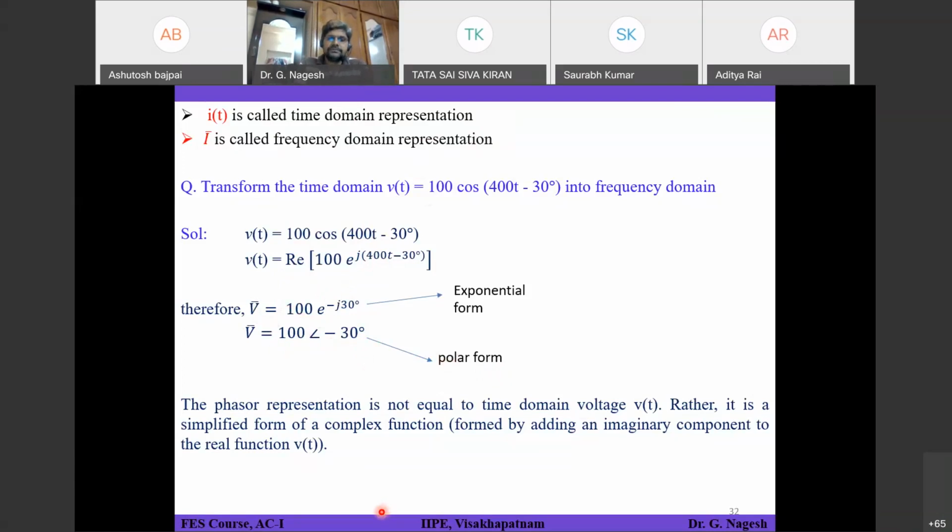So the phasor representation is not equal to the time domain voltage v of t. Rather, it is a simplified form of a complex function formed by adding an imaginary component to the real function v of t. That's why we got this. And we are simply removing e power j omega t, and the real part, and writing in the form of a polar form, which is called a phasor. So in circuit analysis, if the phasor is given and omega is mentioned, that is good enough for you to find the solution.